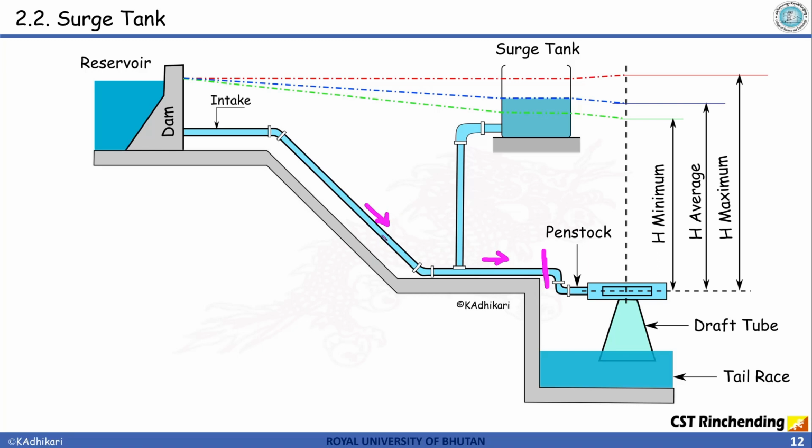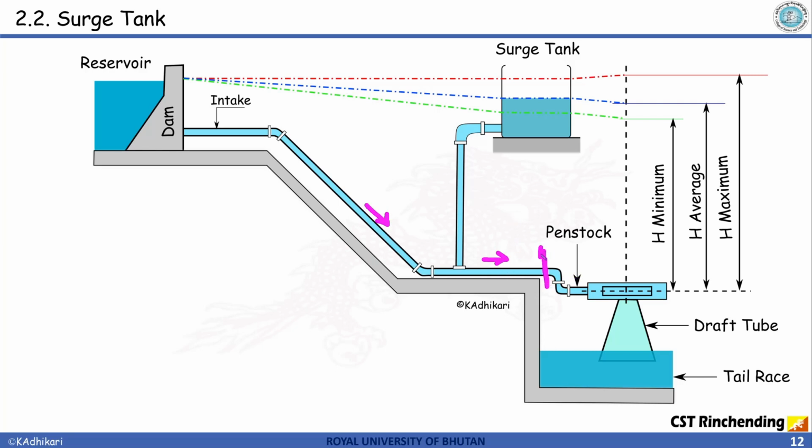Because of this pressure rise, there is a chance that this pipe, let's say penstock, may burst open because of the internal pressure. So we have to think about a way to reduce the pressure. For that reason, a surge tank is constructed nearby the powerhouse, quite nearby a powerhouse.